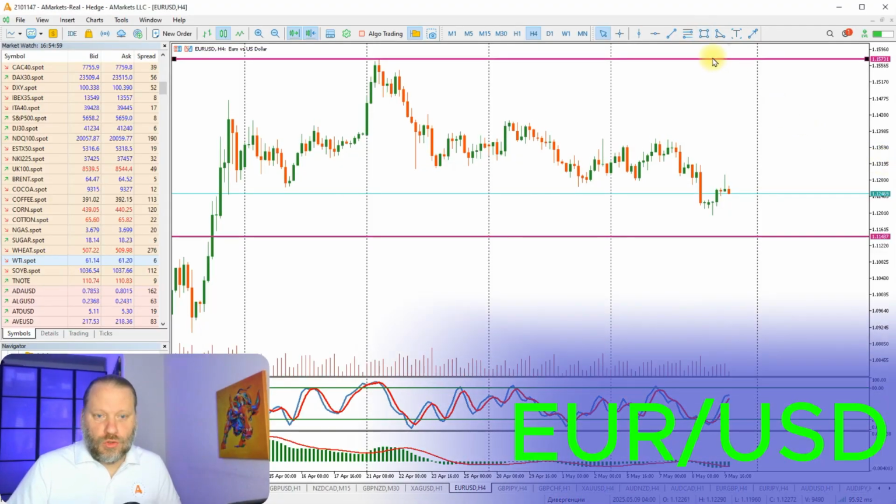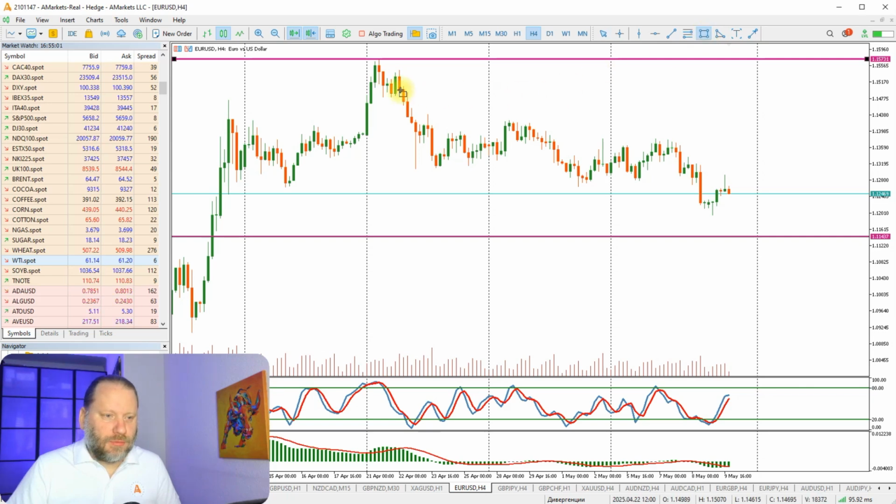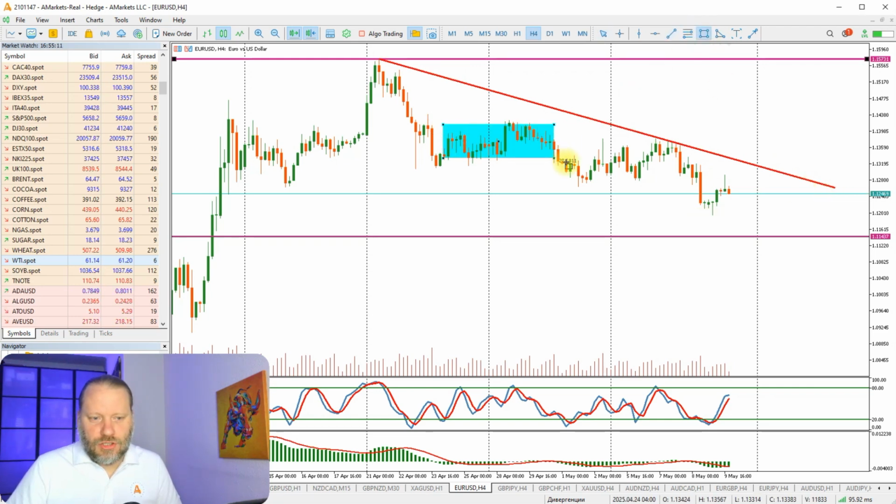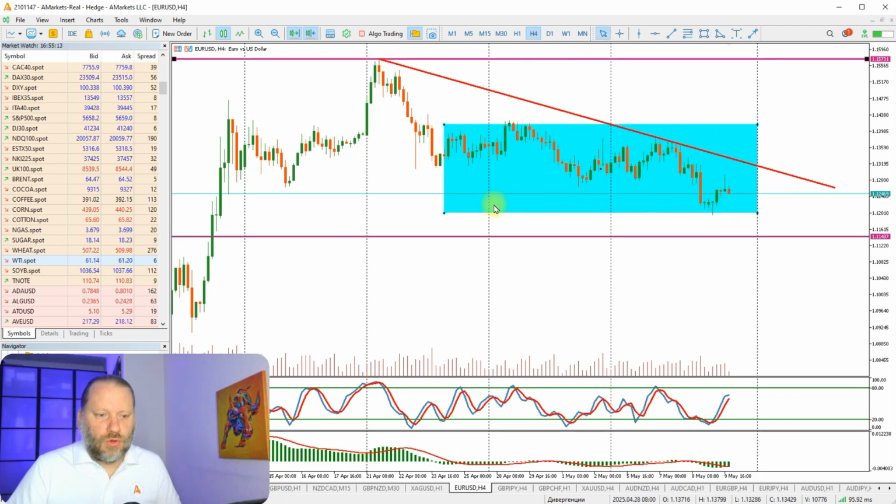So this is the chart of the euro-dollar. And in favor of the euro-dollar's decline, the downtrend is also continuing. Let's mark it on the chart. That's how we can describe it. Locally, in general, now this downtrend is more like a sideways trend.